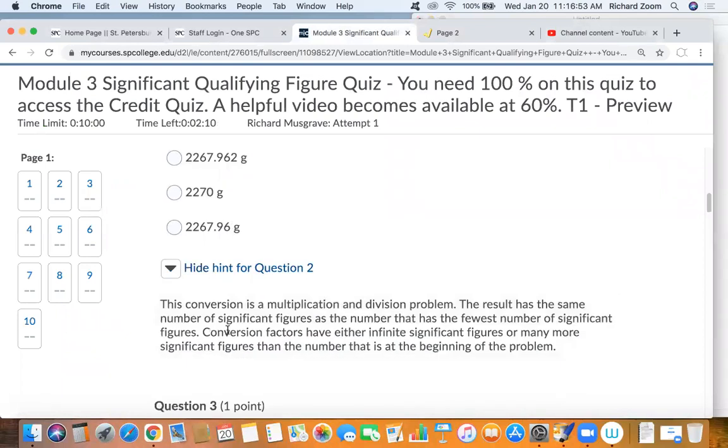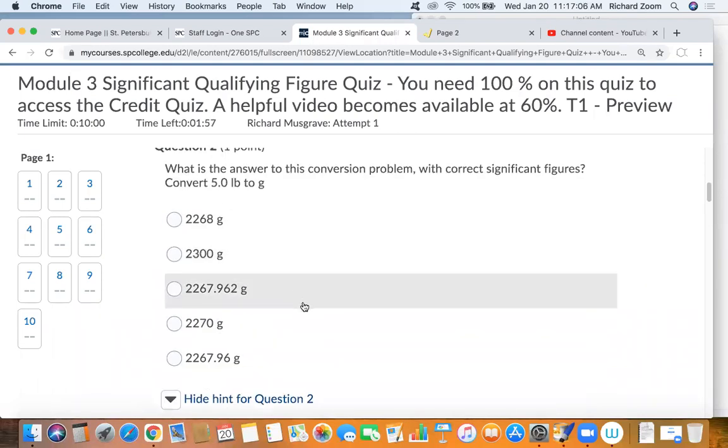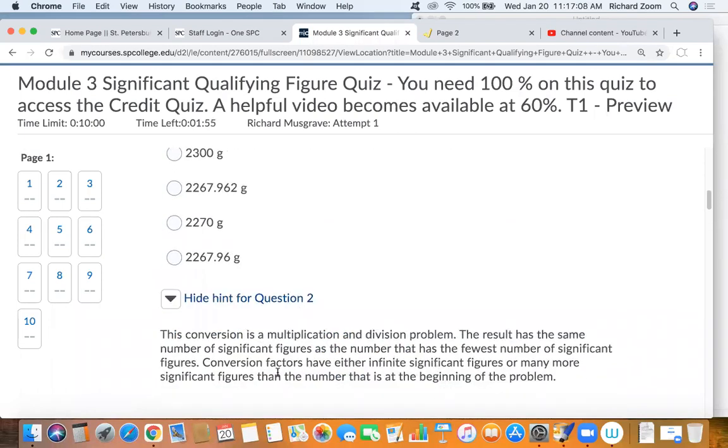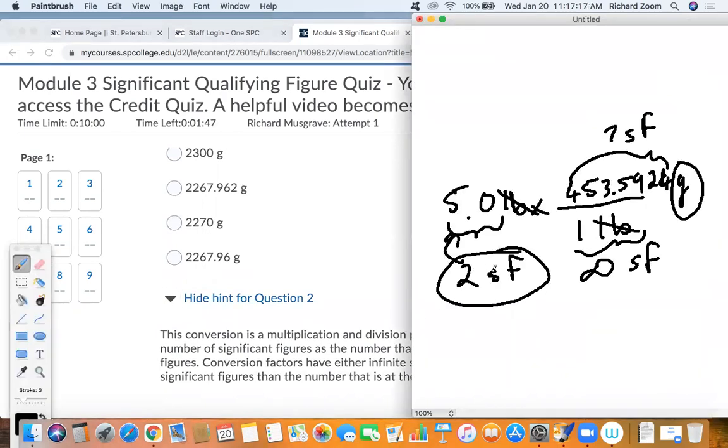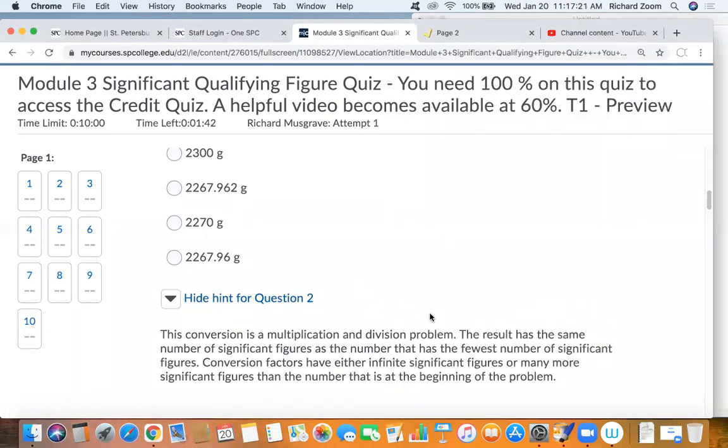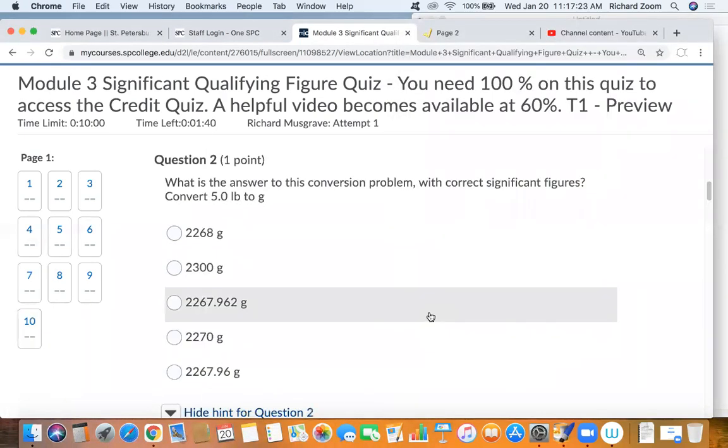And again, look at the hint here. It pretty much just says what I just said. In a conversion, multiplication, division problem, the result has the same number of significant figures as the number that has the fewest number of significant figures, which in this case is the 5.0. Conversion factors have either infinite significant figures or many more significant figures than the number at the beginning of the problem. So again, you'll see that 2 significant figures versus 7 and infinite. Does anybody have any questions about number 2?